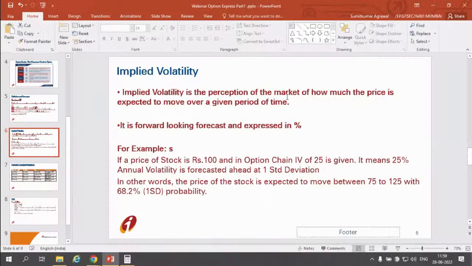Coming on to the next question. What does implied volatility mean? I have actually covered that in my webinar. If I want to quickly touch base on that, implied volatility is nothing but a perception of the market of how much the price is expected to move over a given period of time. You can go through the recordings and you will be able to understand this in depth.